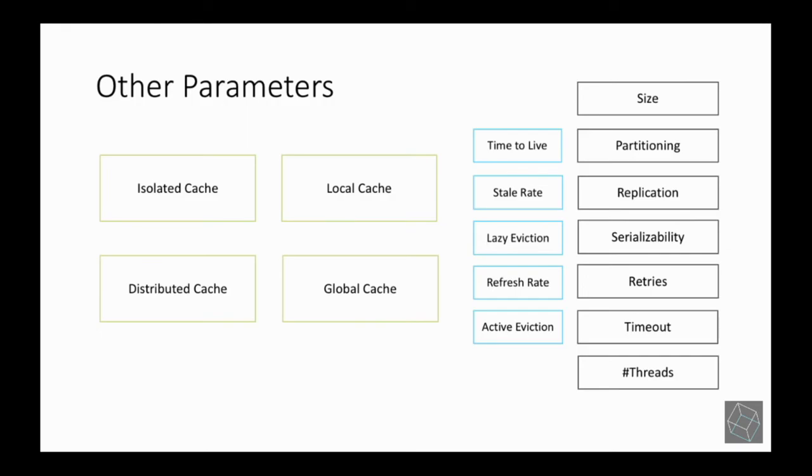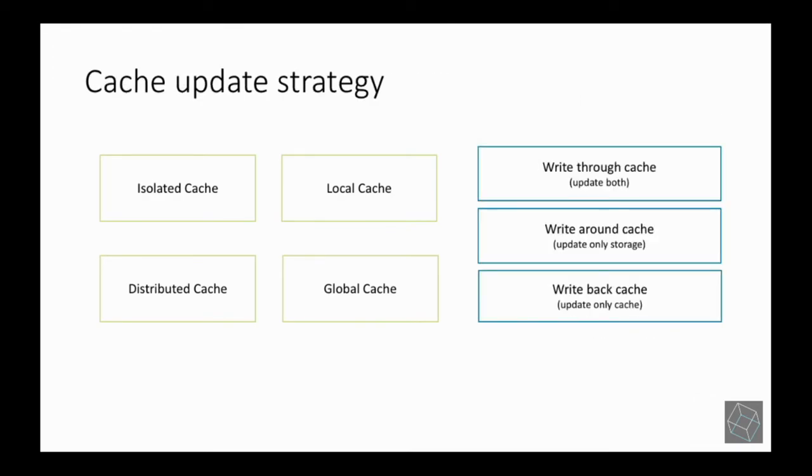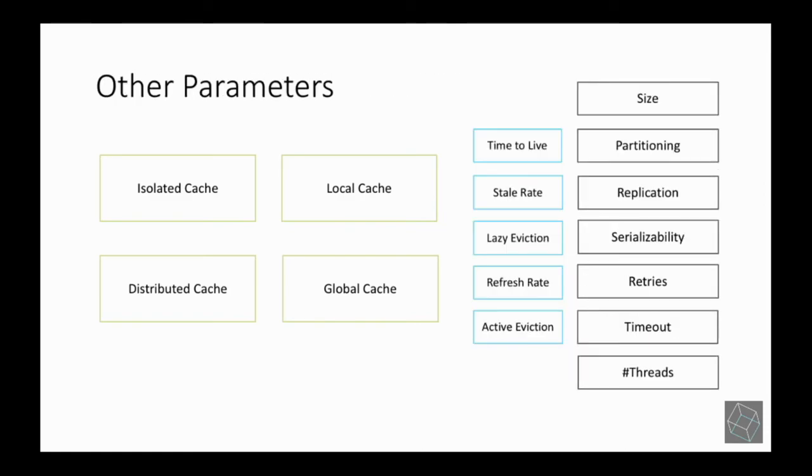So refresh rate decides how frequently you should refresh your cache. But this property does not get applied if you are using properties like write-through cache. But if you're using properties like write-around cache, then it does make sense to ensure that you have a write refresh rate and stale rate.